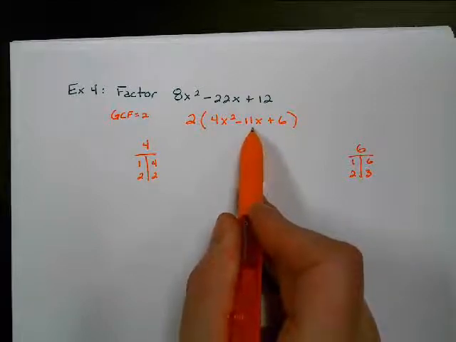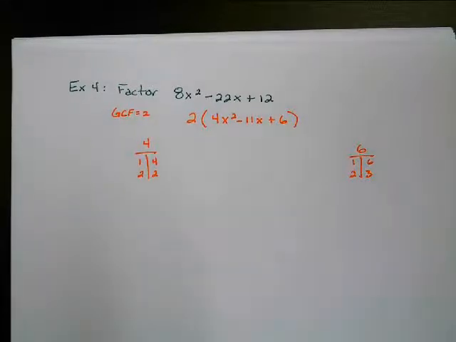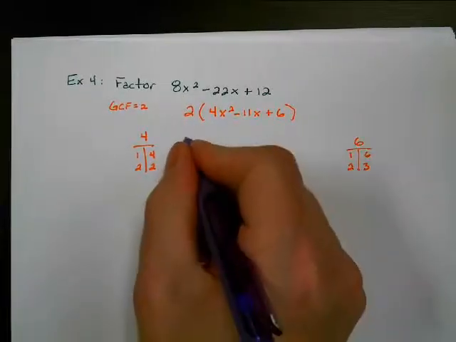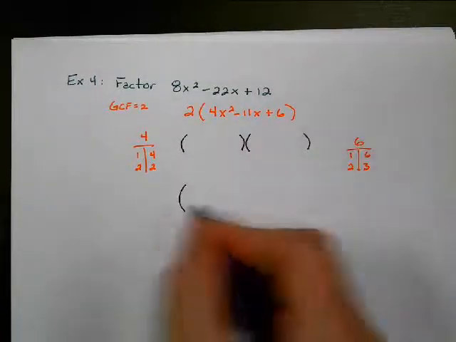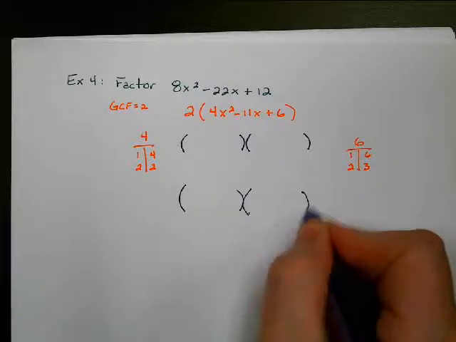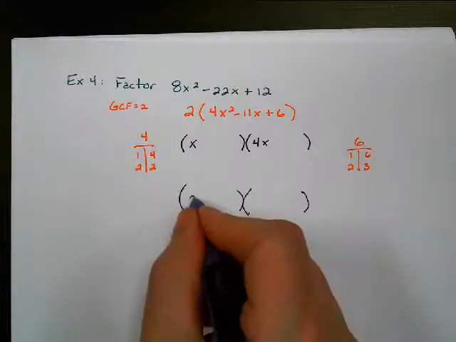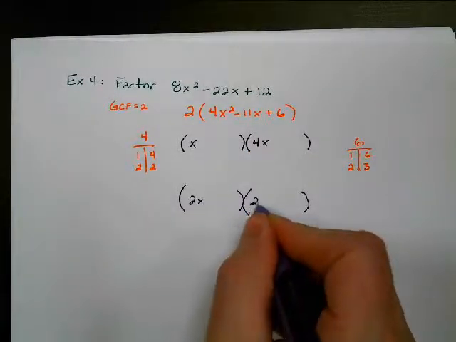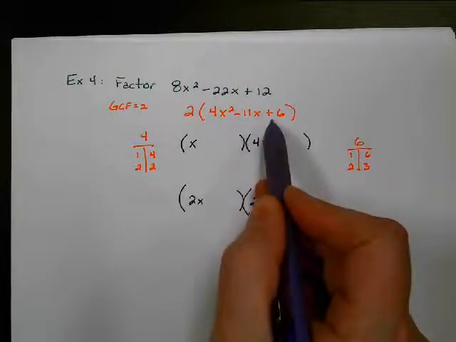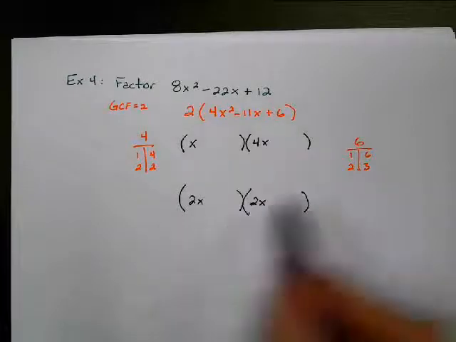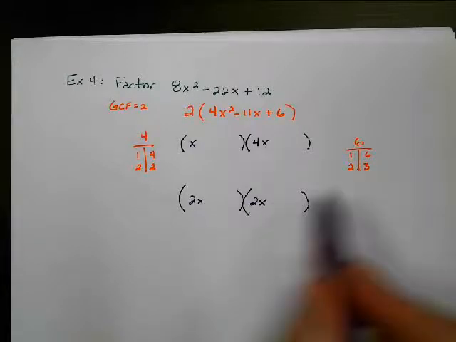Now, I've got two options for my parentheses. Now we're going to see real quick there's actually only one option. I can do x and 4x, or I can do 2x and 2x. But is there a GCF here? No. What happens when I use 1 and 6? 1 and 6, oh, there's a GCF. What happens when I use 2 and 3 over here? 2 and 3, there's a GCF.